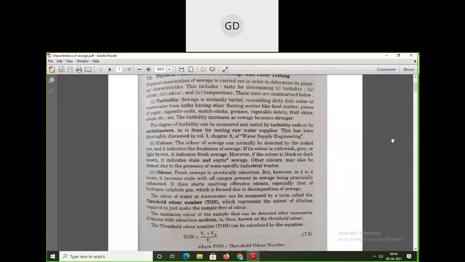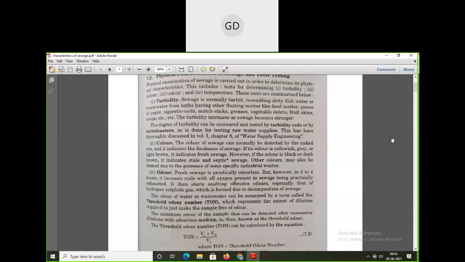How will you identify whether the sewage is fresh, or whether it is stale or septic? There is a certain color for the sewage. You can detect the wastewater color with your naked eye. If the sewage color is yellow, gray, or light brown, then you can say that the sewage is very fresh.